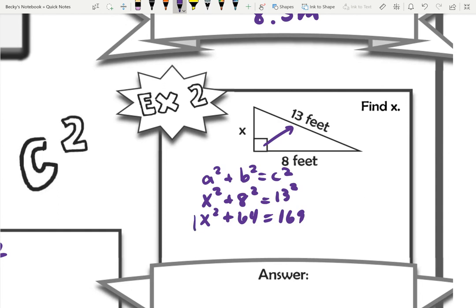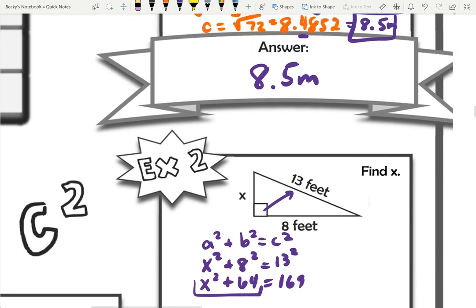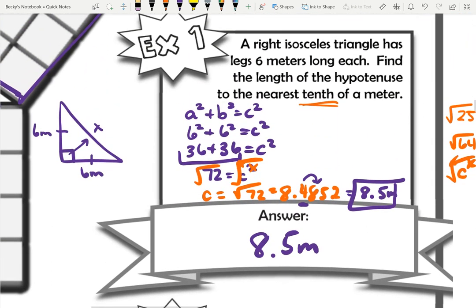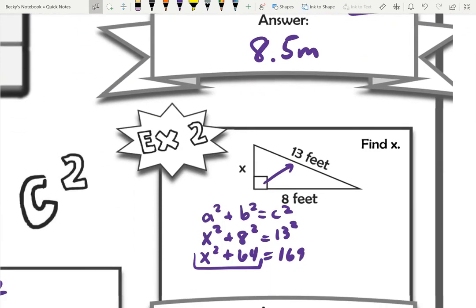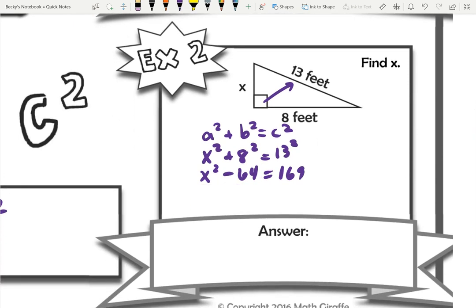On the previous problem, we were able to add these two together because, let's go back and look, c, the variable, was by itself, and we had to combine the 36's. On this problem down here, this is different. We're going to have to solve for x squared by subtracting the 64 to the other side. So x squared equals 105.